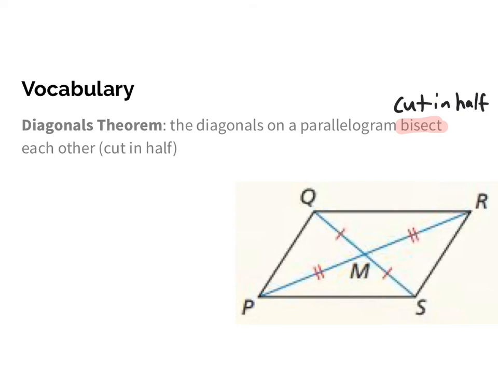Okay, now the word diagonals, again, a diagonal is going to be a line that connects the opposite vertices of my parallelogram. So notice Q to S, the blue line, that is called a diagonal. And P to R, that is called a diagonal. And notice they intersect at that point M. That point M is the halfway point between Q to S and P to R. So these two things are going to cut each other in half.